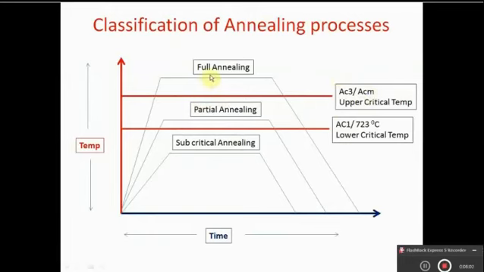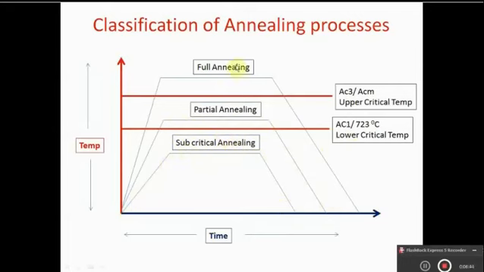So in case of full annealing, castings are heated above A3 temperature, then they are held for some time followed by very slow cooling. So this kind of heat treatment is called full annealing. Then in case of partial annealing heat treatment, castings are heated in between upper critical and lower critical temperature, holding followed by slow cooling. And in case of subcritical annealing, as the name implies, castings are heated below lower critical temperature, followed by holding and very slow cooling. So that will carry out a subcritical annealing.